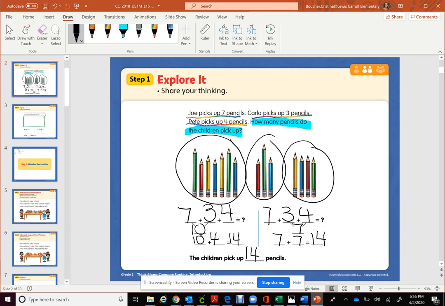Adding 3 digits is fun because you can always find 2 add-ins that make it easier. But don't forget to add that third group after you add the first 2 add-ins together. That is super important.